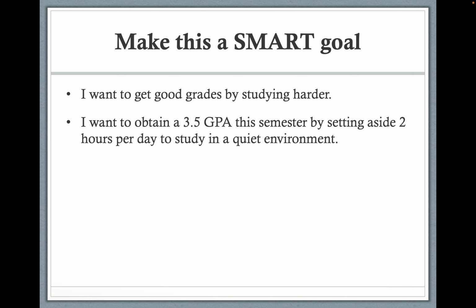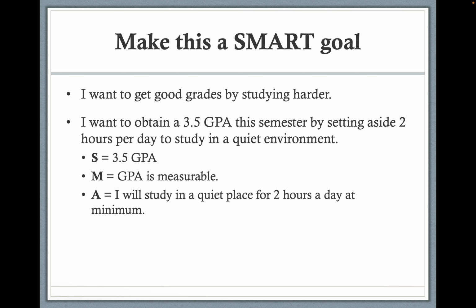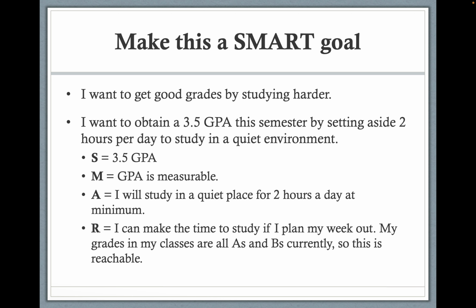So again, I want to get good grades by studying harder. I want to obtain a 3.5 GPA this semester by setting aside 2 hours per day to study in a quiet environment, right? So being specific, 3.5 GPA is measurable. I will study in a quiet place for 2 hours a day at minimum, and I can make the time to study if I plan my week out, so actionable, right?